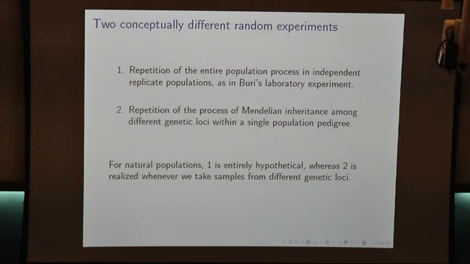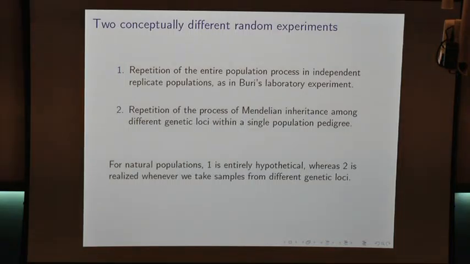So if you recall, in Burry's experiment, we had a prediction for what would happen if we were able to repeat the process of evolution independently, which is what Burry did, right? He ran independent populations in his lab. And at the same time, we used the same model. It's a different looking model. It's a coalescent model, but it's fundamentally built on the same assumptions as the forward time models of population genetics.